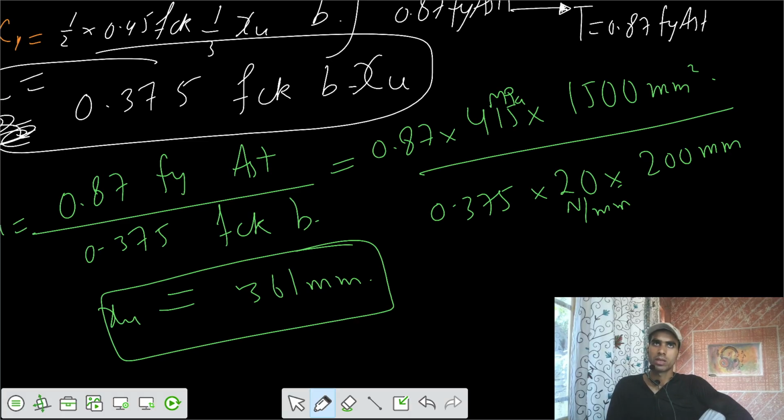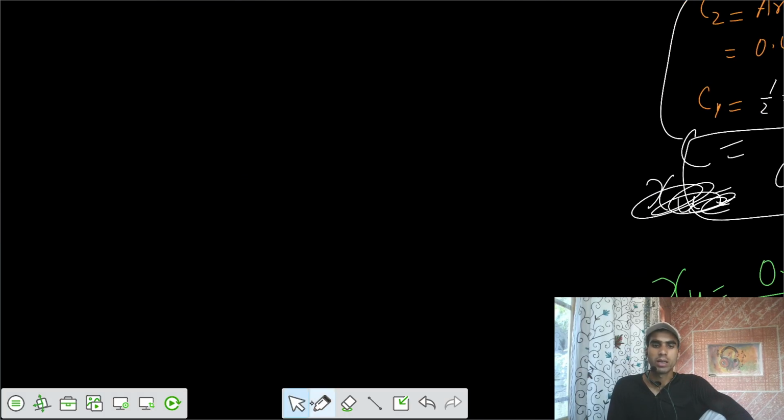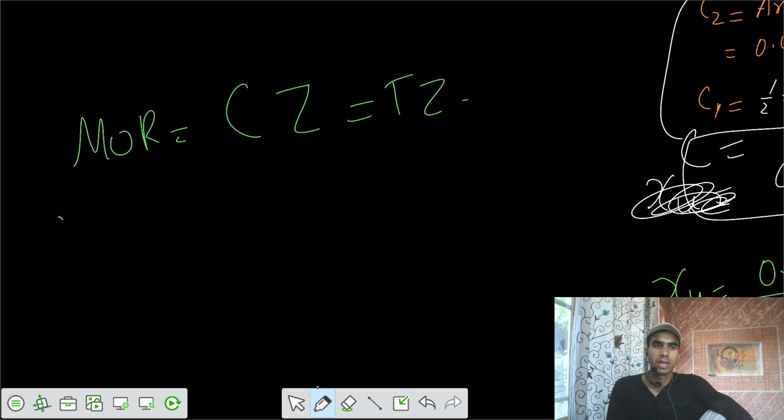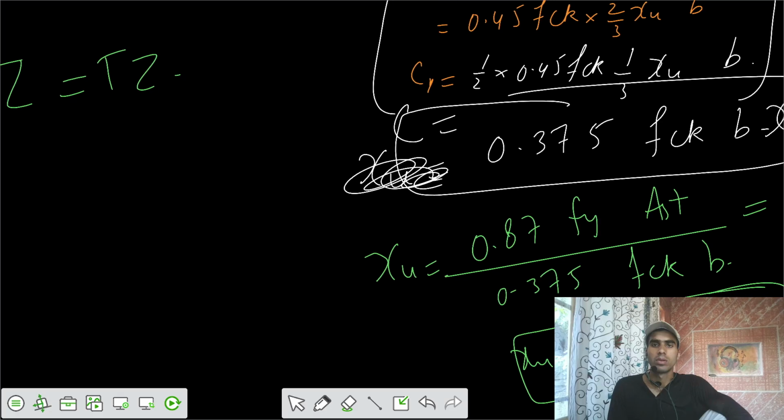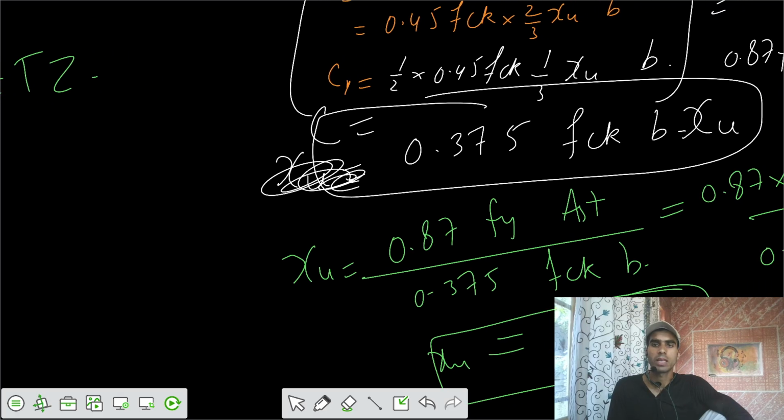Then the moment of resistance would be C times Z or T times Z. So that is some force of C. What was the value of C we have? C force was 0.375 FCK B XU.